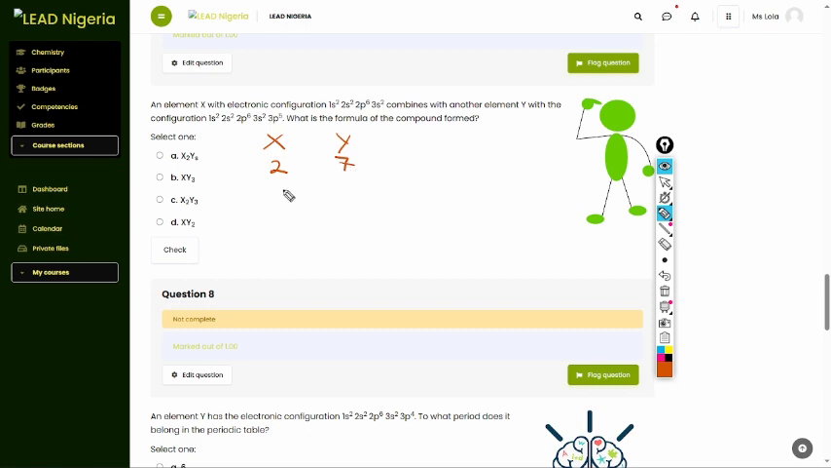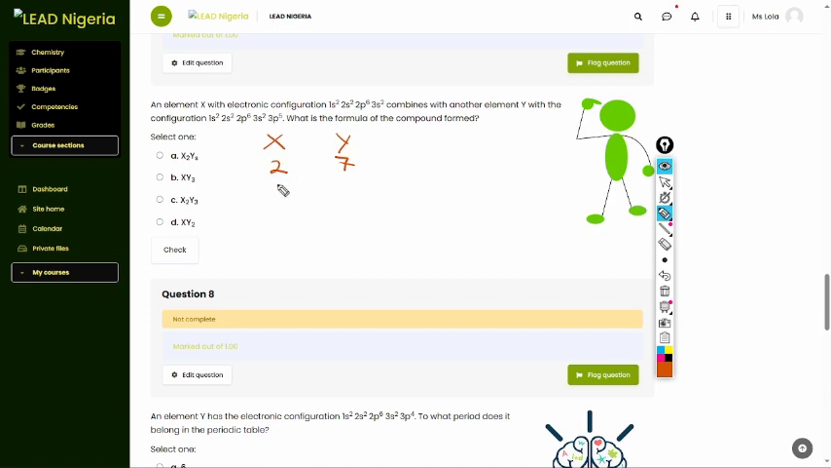In order for X to become stable, it has 2 electrons in its outermost shell. So for it to become stable, it needs to lose these 2 electrons so that the outermost shell becomes empty. An atom becomes stable by either gaining a complete number of electrons in its outermost shell or losing the electrons to have an empty outermost shell.